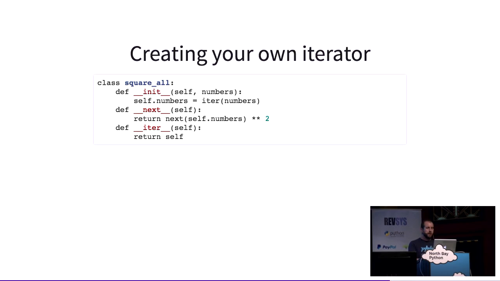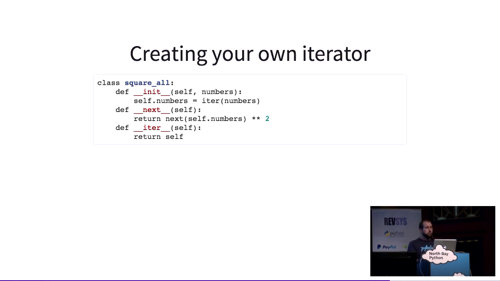So this class here makes an iterator that accepts an iterable of numbers and squares each of those numbers, but it doesn't do any of that squaring. It doesn't do any work at all until we start looping over it. So the double underscore next, double underscore iter, I'm not going to talk about how that works, but that is how the iterator protocol works under the hood on classes.